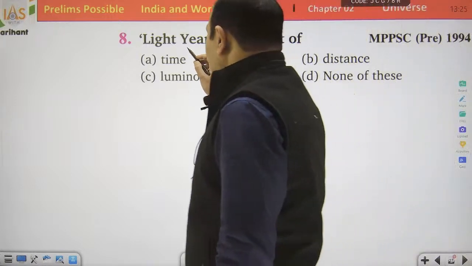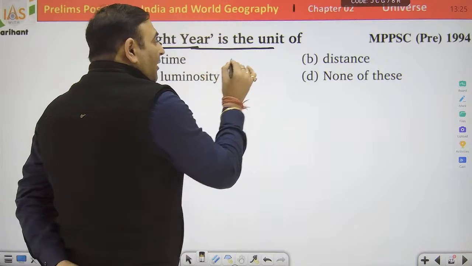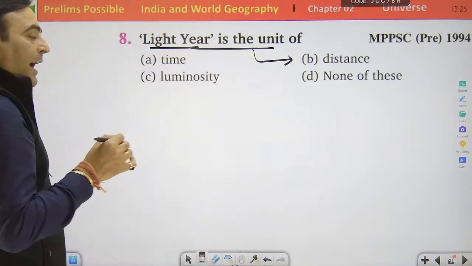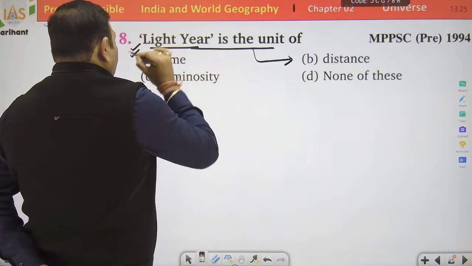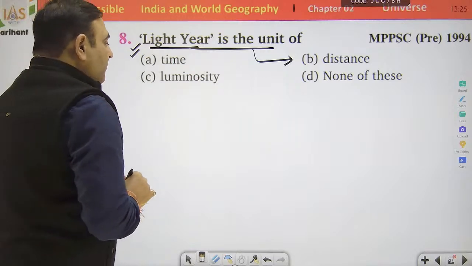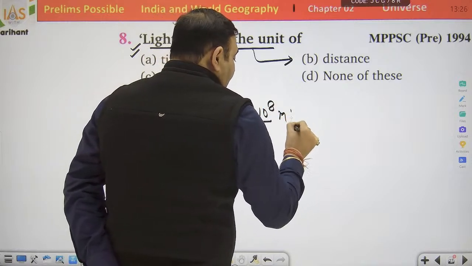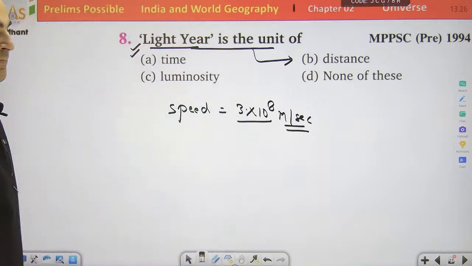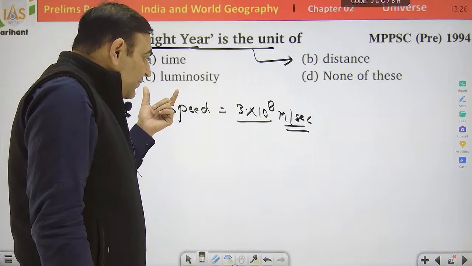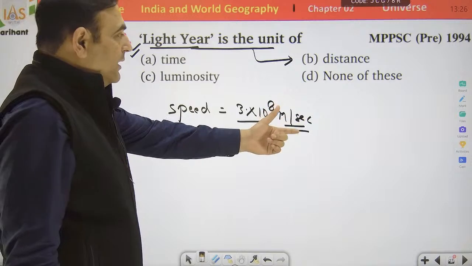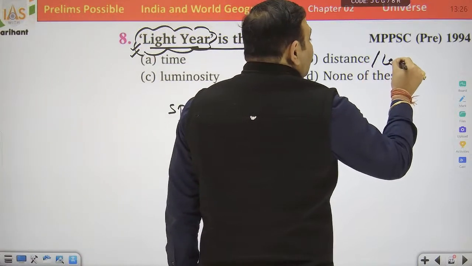What is a light year? Is it the unit of time, luminosity, distance, or none of these? Actually, the light year is the unit of distance. Distance covered by light is a light year. Clear? The speed of light is 3 × 10⁸ meters per second. With this speed, the distance covered by light in a year is a light year. Light year is a unit of distance, a unit of length.